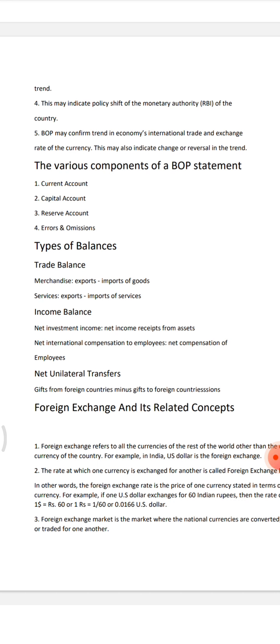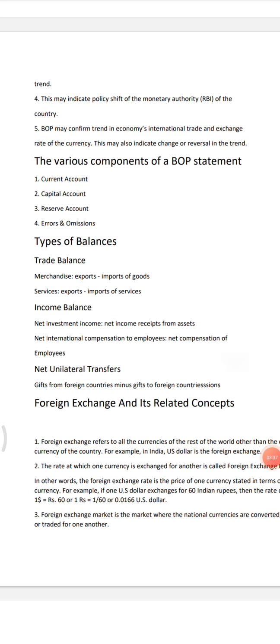Okay, the next one is net compensation of employees, like what exactly they are compensated. The third one is net unilateral transfer, that is the gifts from foreign countries minus the gifts to foreign countries, like the gifts we are receiving from foreign countries minus the gifts we are sending to foreign countries. So this was about the current account and the types of balances included under the current account.